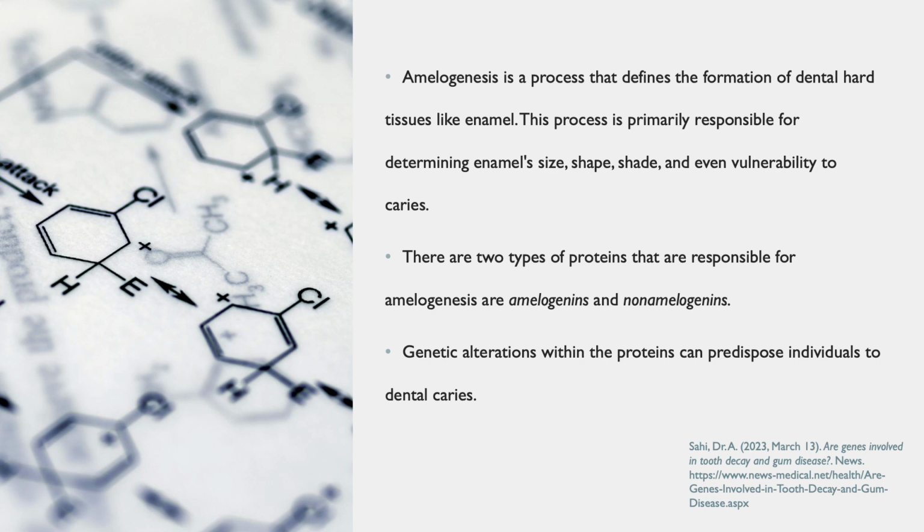Amelogenesis is a process that defines the formation of dental hard tissue like enamel. This process is primarily responsible for determining the enamel's size, shape, shade, and even vulnerability to caries. There are two types of proteins that are responsible for amelogenesis: amelogenins and non-amelogenins. Genetic alterations within the proteins can predispose individuals to dental caries.